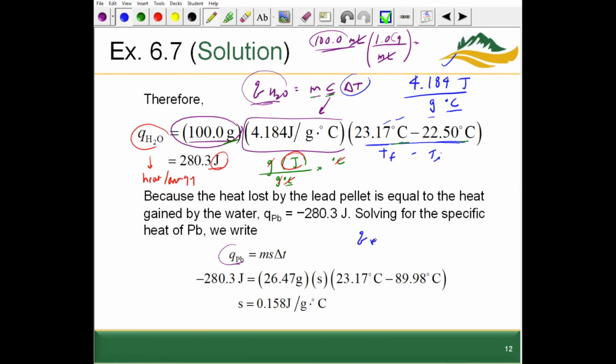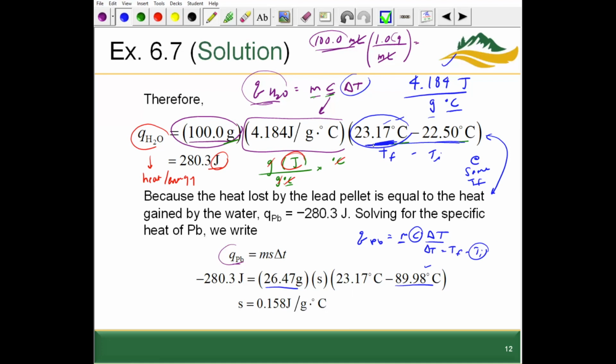Now Q equals MCΔT for the lead. So MCΔT. Let's think about what we know. We know the mass of the lead is 26.47 grams. We're solving for the specific heat. The delta T is T final minus T initial. We know the metal started at 89.98 degrees C, and because the water and the metal will end up at the same final temperature, then T final here we weren't told explicitly, but for the metal, that's also going to end up at the same final temperature as the water.